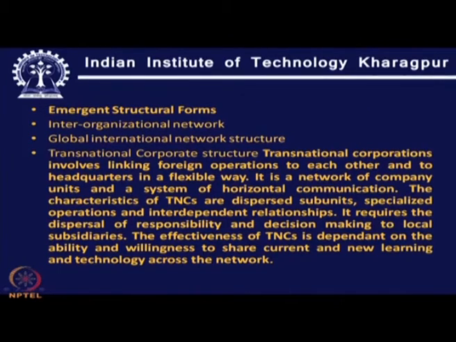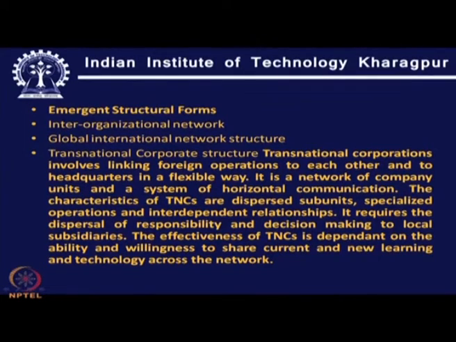The emergent structural forms are inter-organizational structure, global international network structure, and the transnational corporate structure. Transnational corporate structure involves linking foreign operations to each other and to headquarters in a flexible way. So, it is a network of company units and a system of horizontal communication.